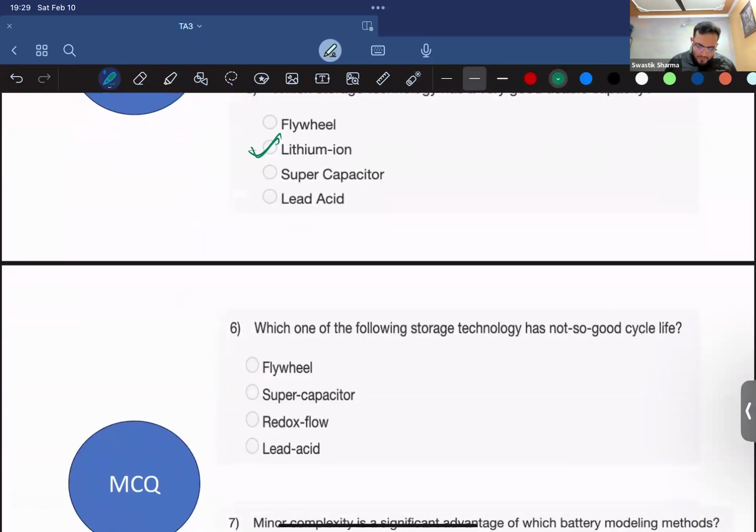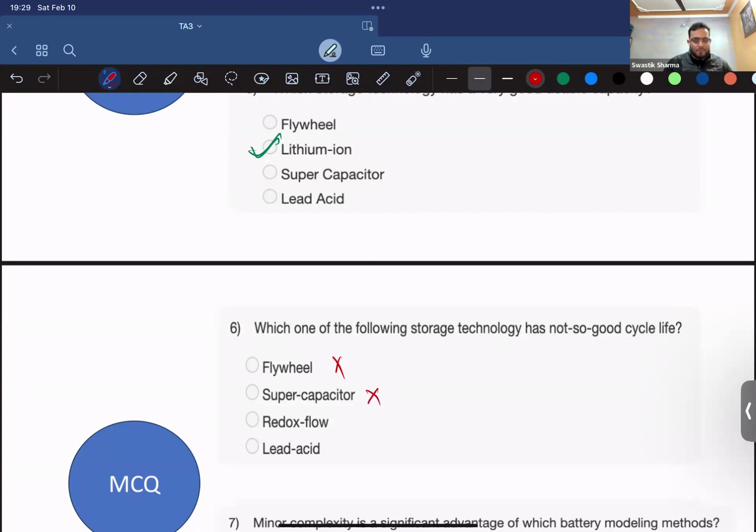Which one of the following storage technologies has not so good cycle life? Cycle life is the total number of cycles it can withstand before it degrades. Let's talk about it. For a flywheel, we don't generally talk about cycle life. It's based on depth of discharge and state of charge.